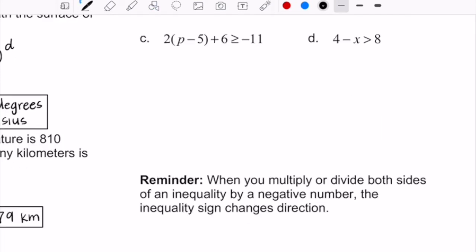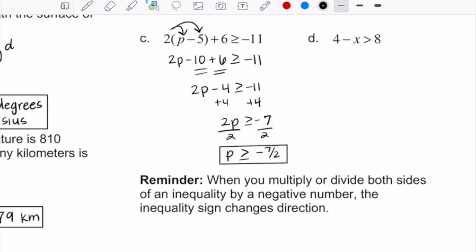C has a few more steps. I'll start by doing the distributive property, then I'll combine like terms. I'll add the 4 to both sides, and then finally I'll divide both sides by 2. And so for this one, I'll get P is greater than or equal to -7/2. There's a reminder included down here that will come up in the last one. So when you multiply or divide both sides of an inequality by a negative number, the inequality sign changes direction, and that's going to happen on D.